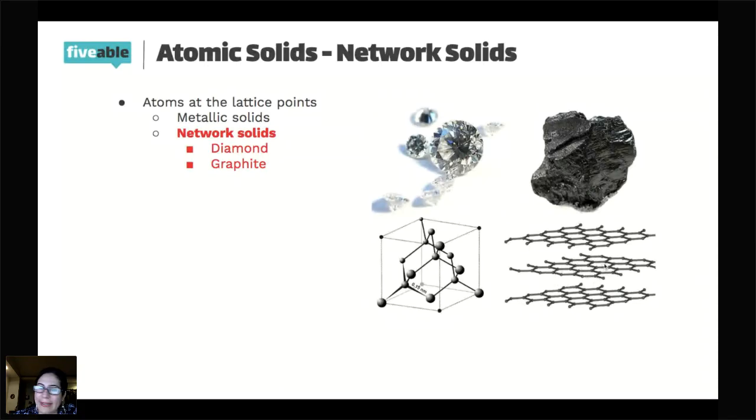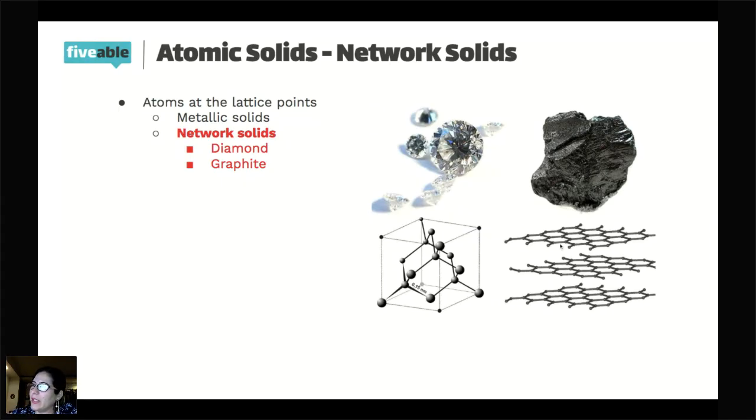It forms like nets organized this way, and then another net above, another net below, and so on and so forth. Inside of the net, what you have is covalent bonds. But from one net to another, you have intermolecular forces. And as you can remember, intermolecular forces are weaker than covalent bonds or ionic bonds.